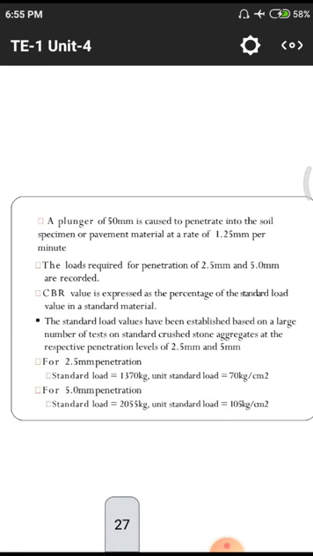Okay, those 50 will penetrate into the soil specimen at a rate of, that means for every minute there may be some penetration of 1.25 millimeters. 1.25 millimeters is normally very minute, so every minute it creates a pressure of 1.25 on the plate surface, soil surface. After that, the loads required for penetration of 2.5 and 5 are recorded.